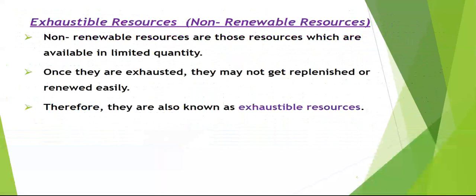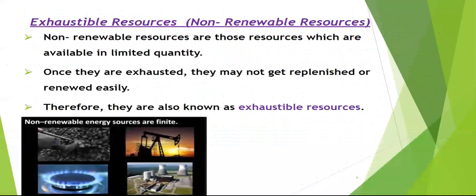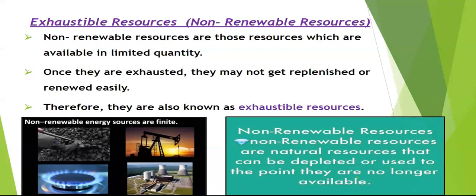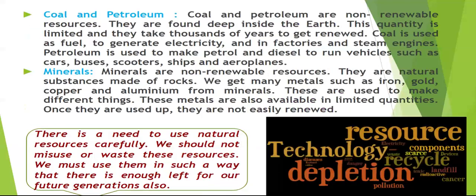Exhaust word means finished. As you can see, children, these are the pictures, and it says that non-renewable energy sources are finite. Finite means they are limited. Non-renewable resources are natural resources that can be depleted or used to the point that they are no longer available. We cannot renew them, we have to buy them again. Now, some examples of non-renewable resources or exhaustible resources are coal and petroleum and minerals or maybe metals.